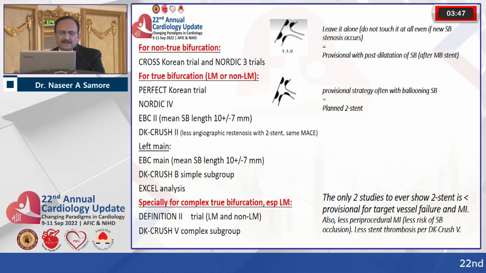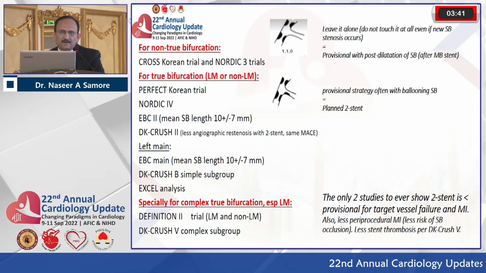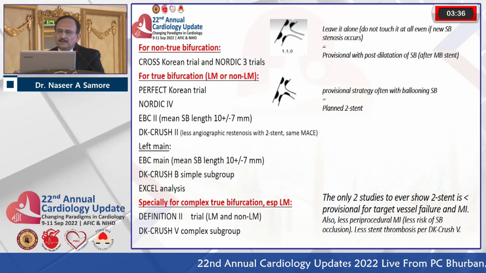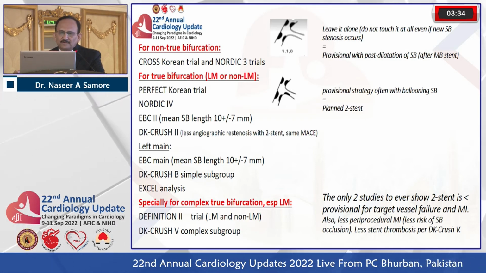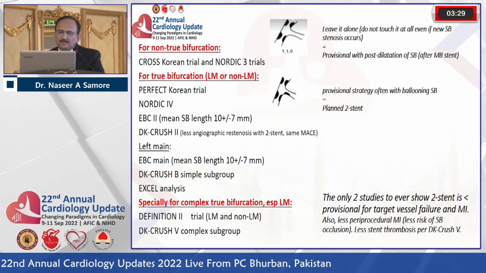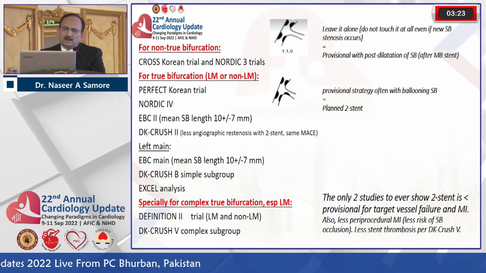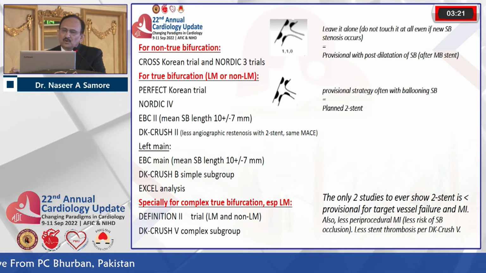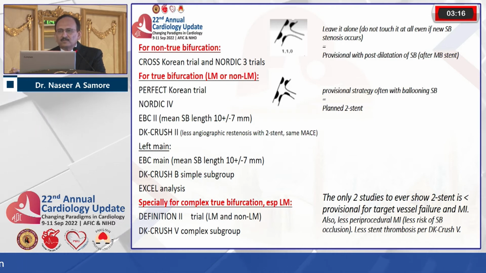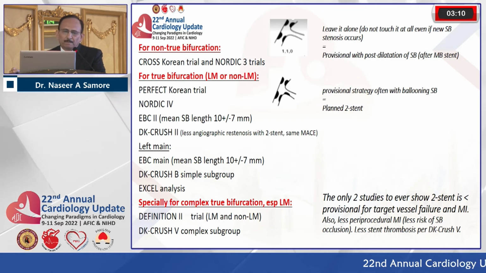These are the newer trials which have actually discussed the different subsets of these bifurcation lesions. For example, for non-true bifurcation, leave it alone is the best policy, particularly if the side branch is totally free of disease, which is Medina 110. In this, the Cross-Korean trial and the Nordic study compared provisional leave-it-alone policy with provisional post-dilatation, and the results were similar in both approaches.